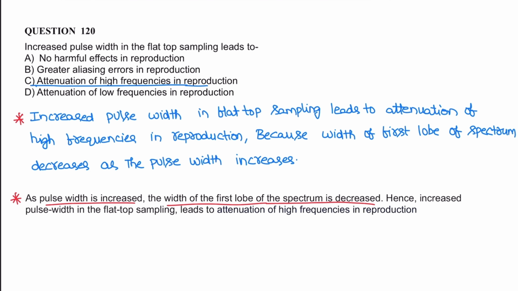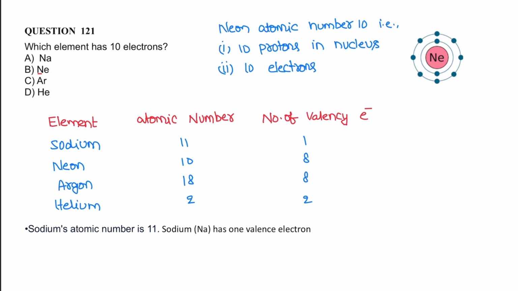Next question. Which element has 10 electrons? Neon. Sodium atomic number is 11. It has one valence electron. Neon atomic number is 10. Its valence electrons is 8. Argon has atomic number 18. Helium 2. So here neon has atomic number of 10. Therefore it has a total of 10 electrons. Similarly, sodium atomic number is 11, it has 11 electrons. Neon atomic number is 10. It has 10 protons in the nucleus and 10 electrons rotating in the orbits. So correct option is B.